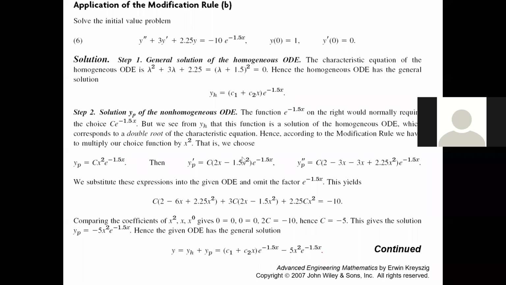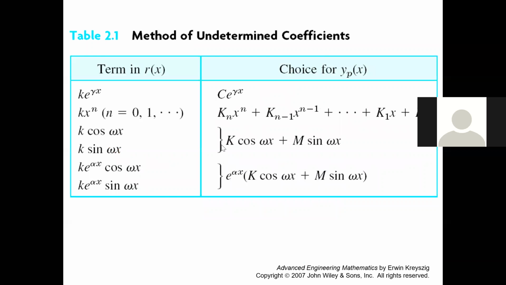Okay, Reza, how about if I ask you this? Can I use this method to find, let's say, y double prime plus 2y prime plus 6y equal to ln y, for example? Can I use this method for this? No, sir. Why is that? Because the type of the equation is not included in the terms in Rx.